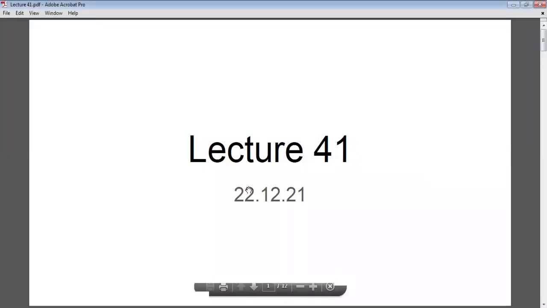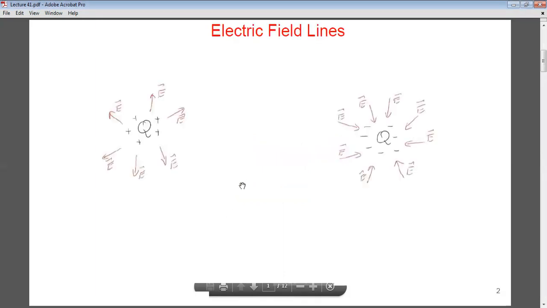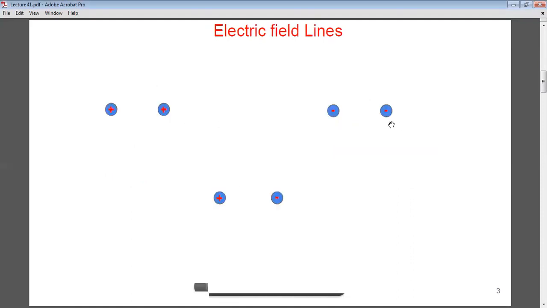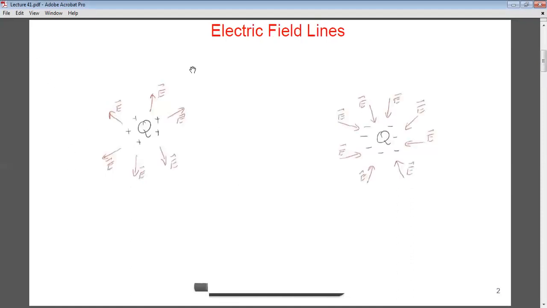Okay, today we will talk about the last point in this chapter on electric field and electric forces, and that is what happens if we put 2-point charges next to each other. Okay, so just a quick review.